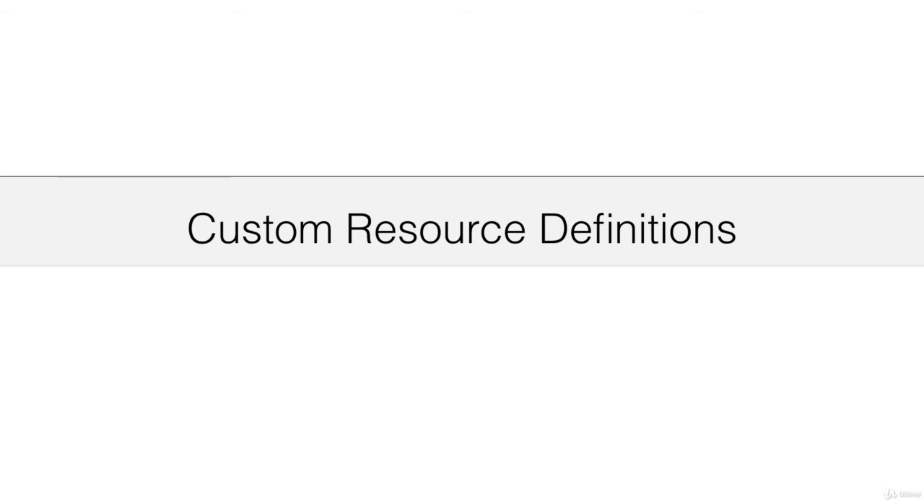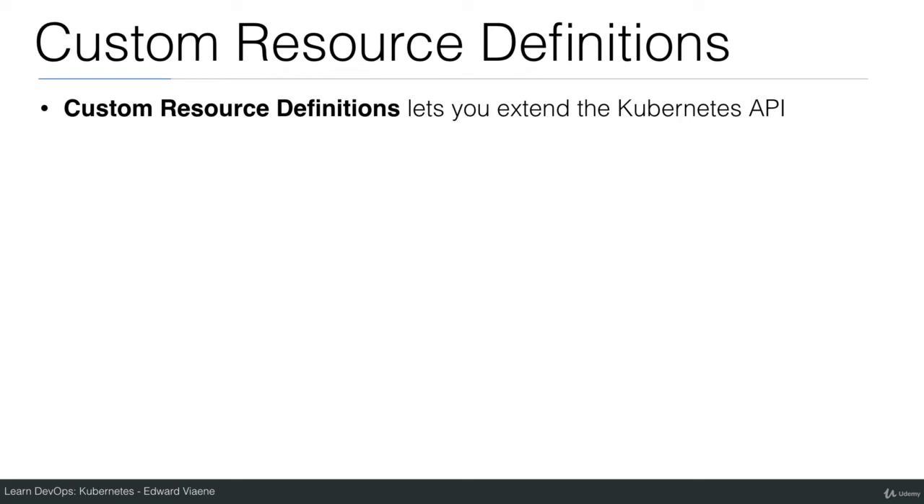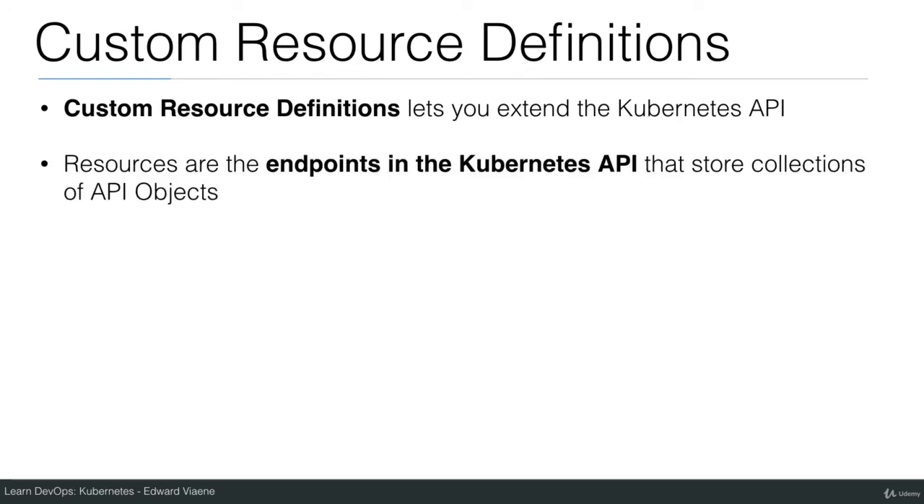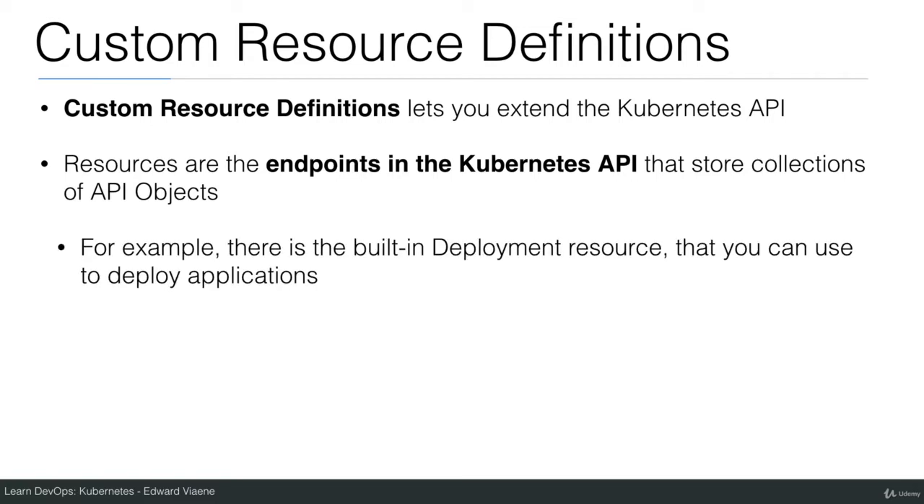In this short lecture, I'll be talking about custom resource definitions. Custom resource definitions lets you extend the Kubernetes API. Resources are the endpoints in the Kubernetes API that store collections of API objects. For example, there is the built-in deployment resource that you can use to deploy applications.